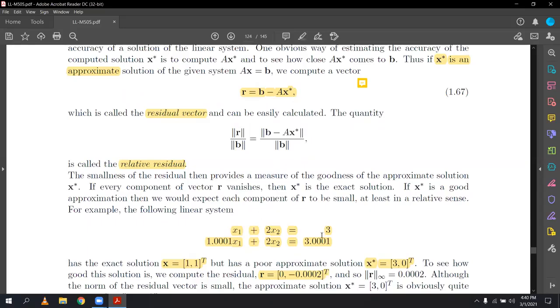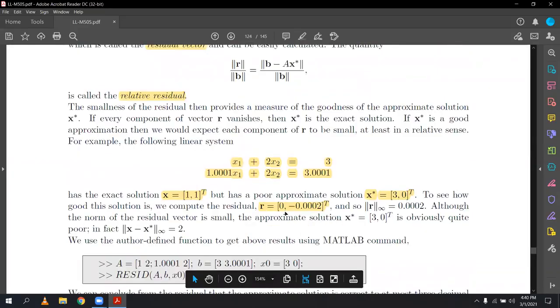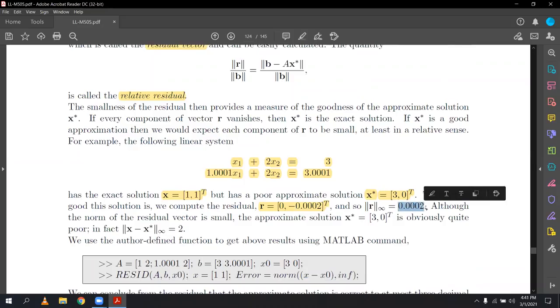B is given 3, A is given 1, 2, 2. And X star is given this. When you multiply, inshallah, you will get this one here. And what is the L infinity norm of a vector? The L infinity norm of a vector is the maximum value in absolute sense, which is this one, and which is a very small number.